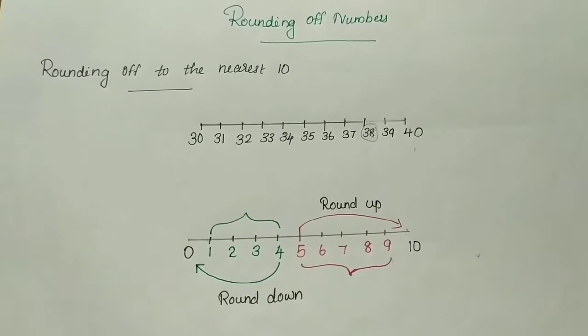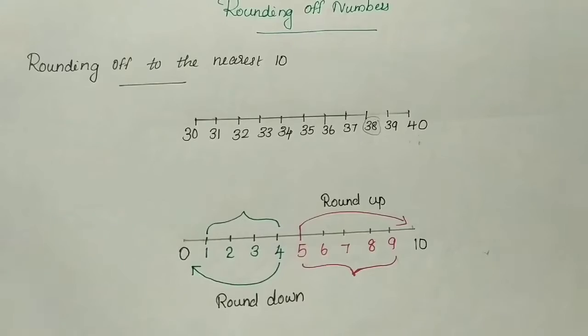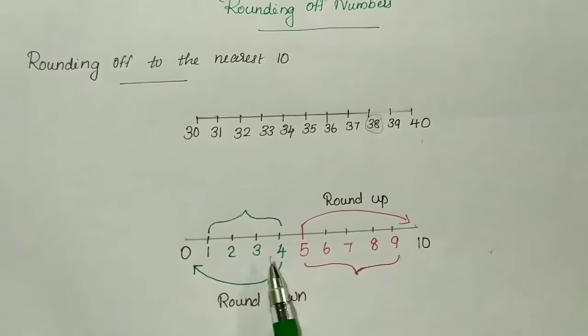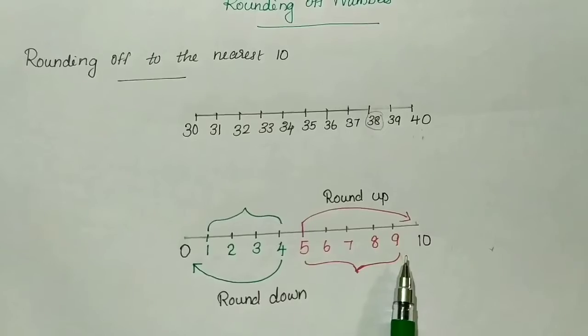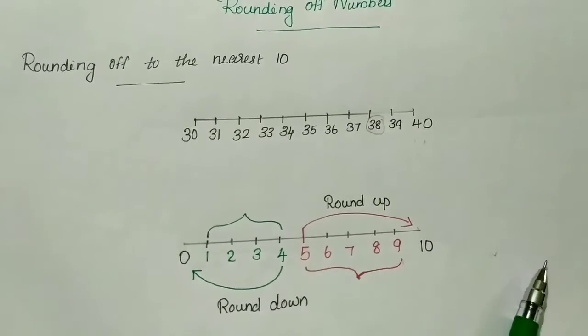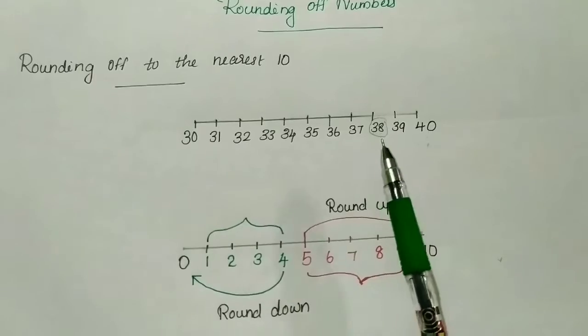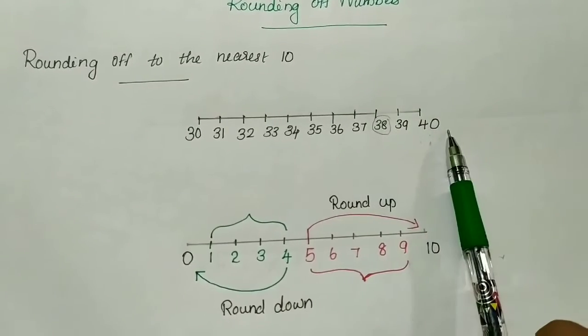Here is another method. If the digit in one's place is any of these numbers 5, 6, 7, 8 or 9, then round the number up. Therefore, 38 can be rounded off to 40.